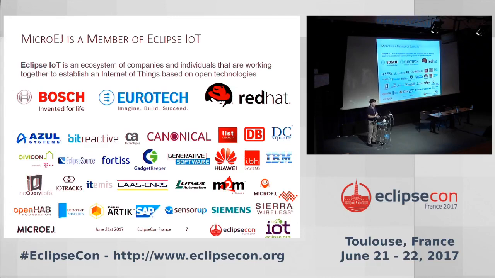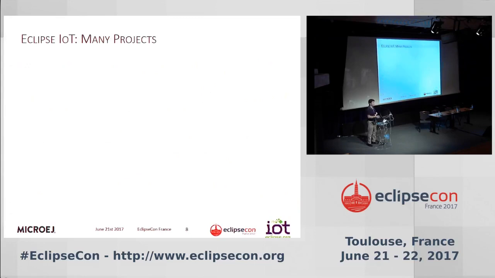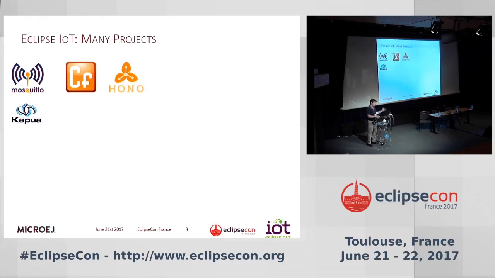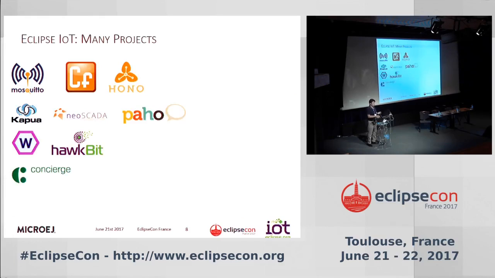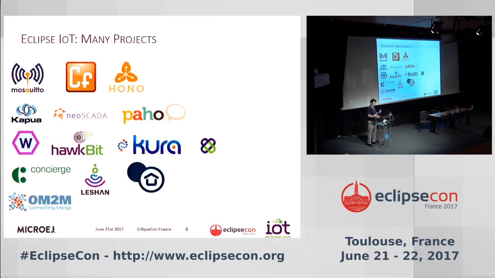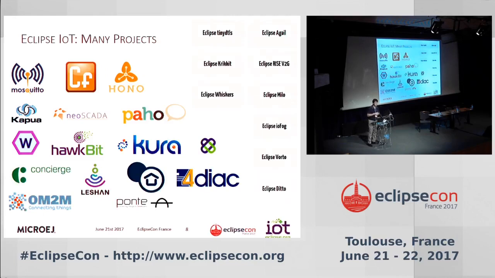And since there are many companies, there are many projects, from MQTT servers to protocol stacks to cloud libraries, firmware updates, MQTT clients, OSGi stacks, you name it. I mean, there's plenty of them. There are some of them that do not have a logo, but that's the type of scope that you get when you enter the Eclipse IoT community. It can be overwhelming, right?